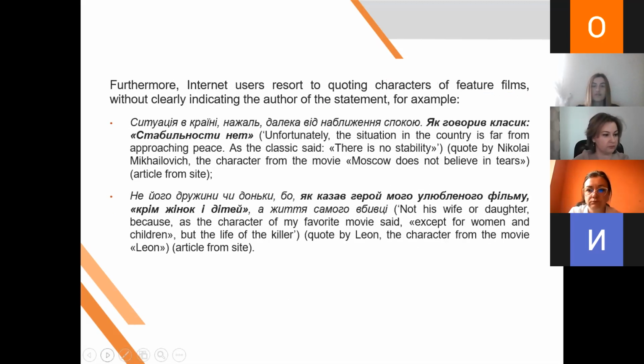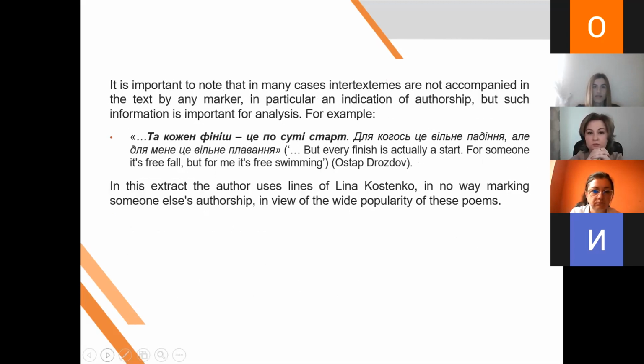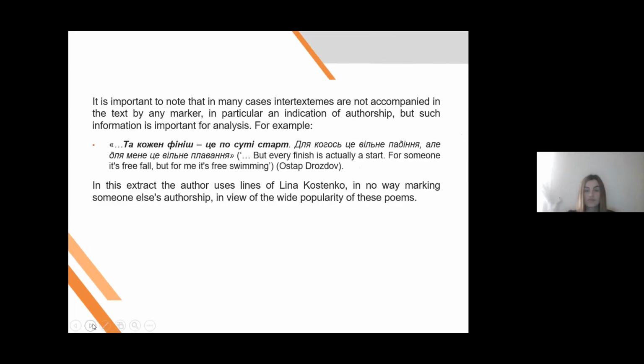Furthermore, Internet users resort to quoting characters of feature themes without clearly indicating the author of the statement. It is important to note that in many cases, intertext themes aren't accompanied in the text by any marker, in particular an indication of authorship, but such information is important for analysis. For example, in this extract, the author uses lines of Levchenko, in no way marking someone else's authorship, in view of the wide popularity of these poems.